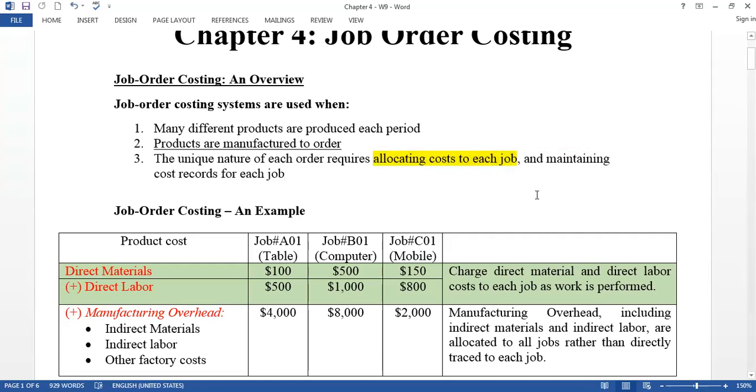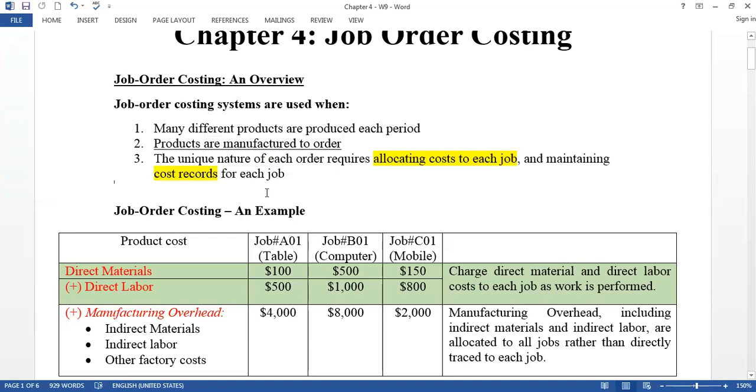Although we are producing different products in one factory, if this is the factory room, we're producing different products, right? But what we have to do is allocate the cost for each job separately, and maintain the cost records. So these are the overview and summary.